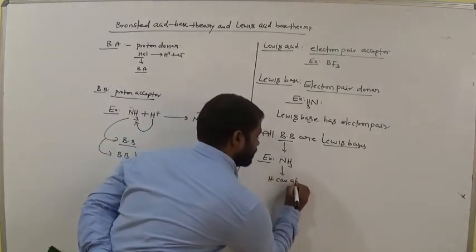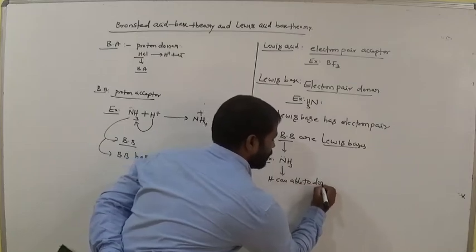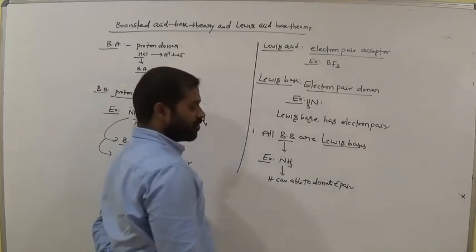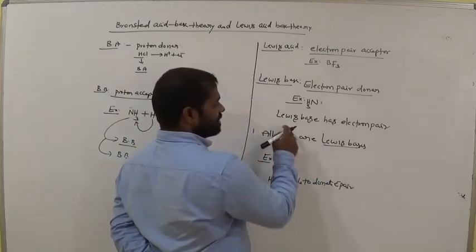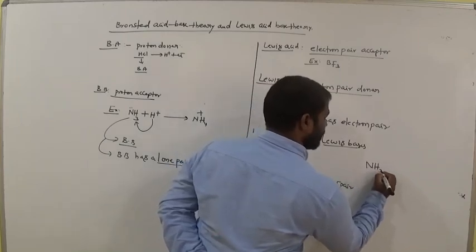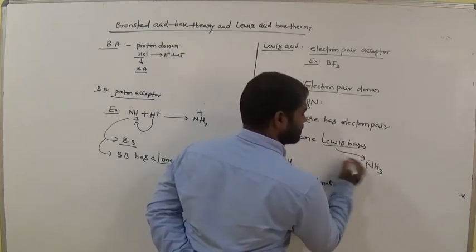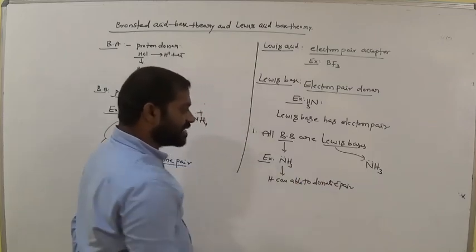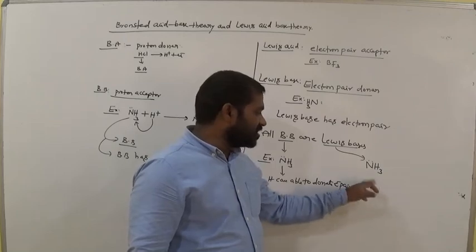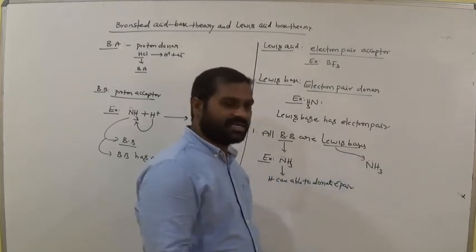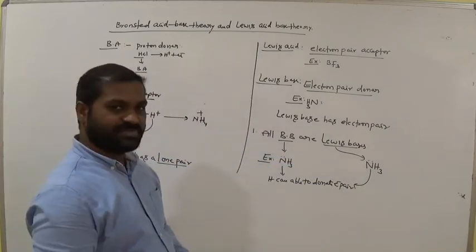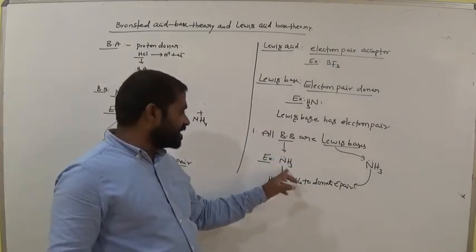So it is able to donate an electron pair. What is a Lewis base? An electron pair donor. Example: NH3. Now, is NH3 an electron pair donor or not? Is it an electron donor compound? Can it donate or not? So this point is applicable to ammonia, and it is a Lewis base also. It can donate an electron pair.